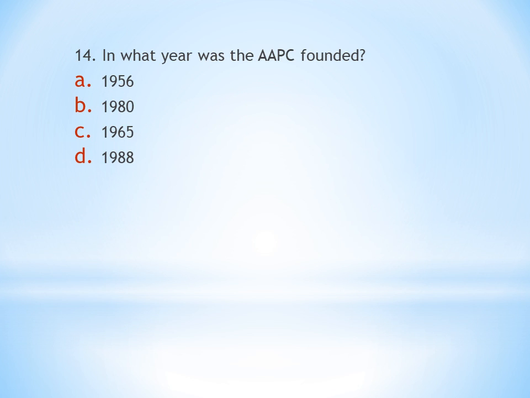Next question. In what year was the AAPC founded? A 1956, B 1980, C 1965, D 1988. So answer is 1988, option D. So we have two years here. First one is AAPC founded in 1988. Second one, Hipaa was made into law in 1996.